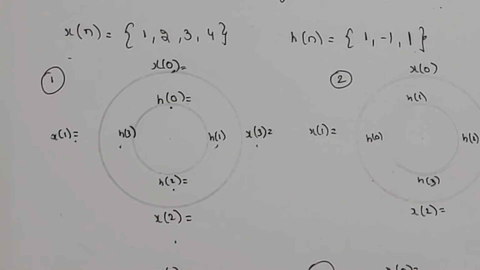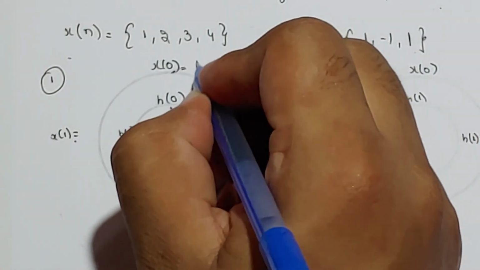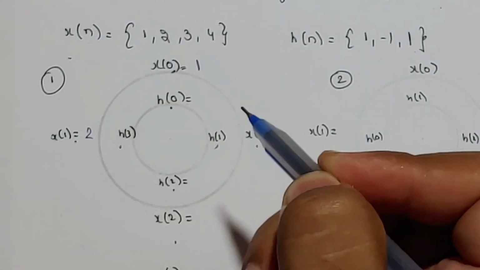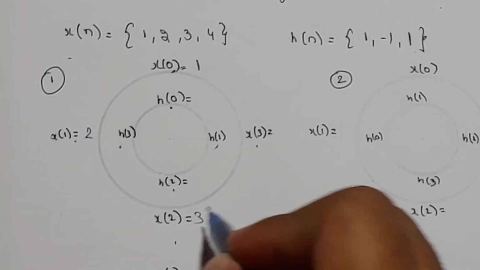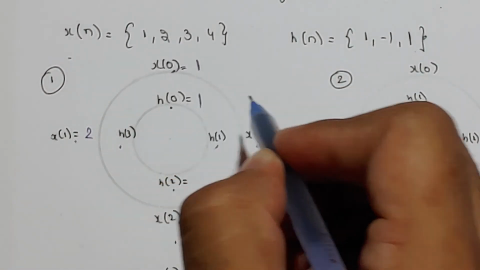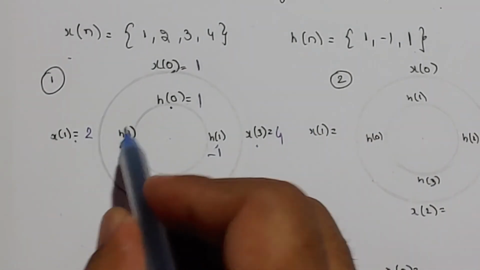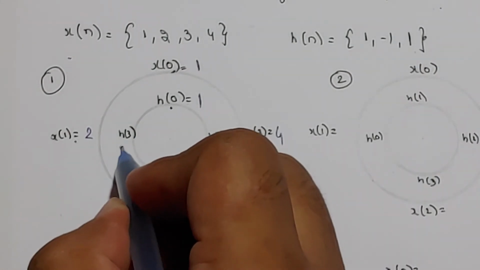Let us solve the sequence. First represent the values. x of 0 is 1, x of 1 is 2, x of 2 is 3 and x of 3 is 4. h of 0 is 1, minus 1, 1, and here h of 3 value is not given, so let us keep it as 0.